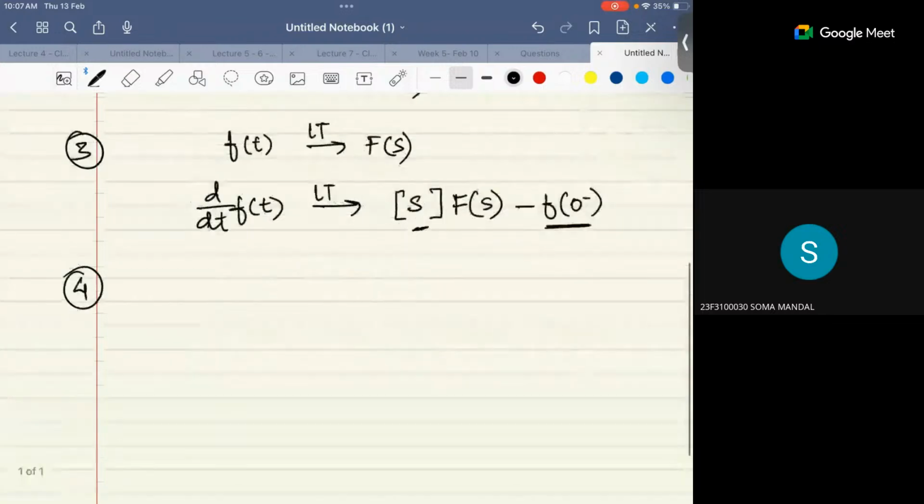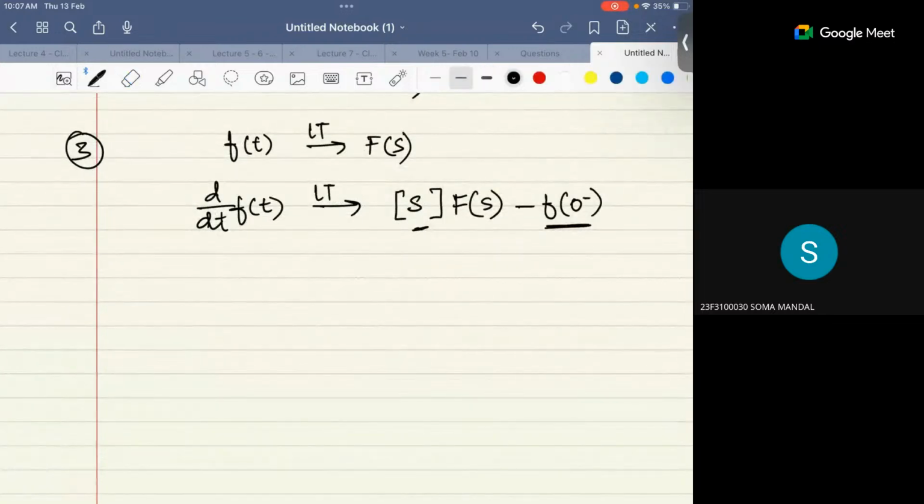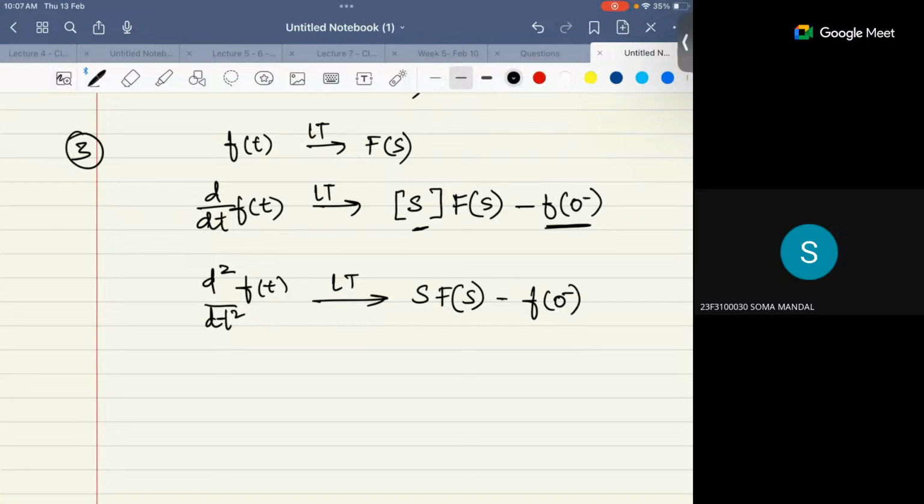And similarly, if you have been asked to calculate for the double differentiation, the same F(s) minus, if the initial condition has been given. So it will be something like that, minus f(0+).